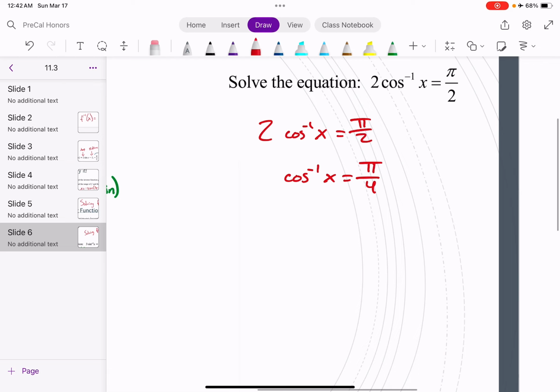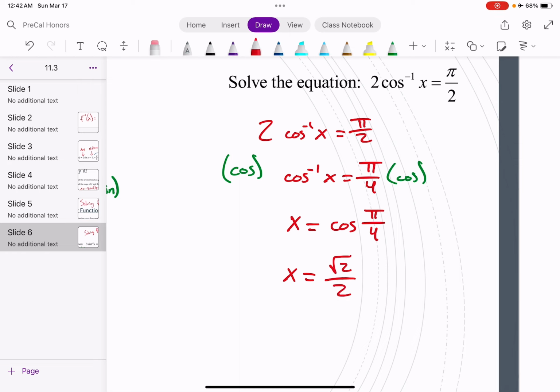We're then going to get rid of our cosine inverse by taking the cosine of both sides. That would leave you with x is equal to the cosine of pi over 4. That would leave you with a value of square root of 2 over 2.